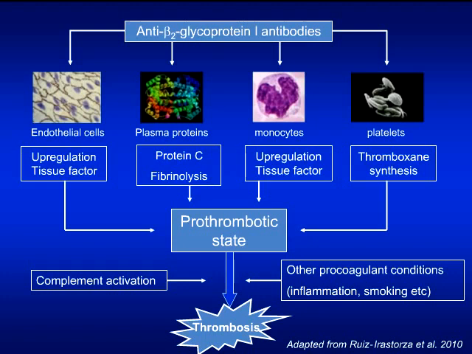But whether beta-2-glycoprotein 1 is involved in activating endothelial cells, for example by upregulation of tissue factor, whether the antibodies are involved in influencing plasma proteins, fibrinolysis or the protein C axis, whether they are involved in monocyte activation or in platelet activation, the fact is that the antibodies increase the prothrombotic state. They do not really cause thrombosis, they make a prothrombotic state. And you need something else to induce the thrombotic complications.